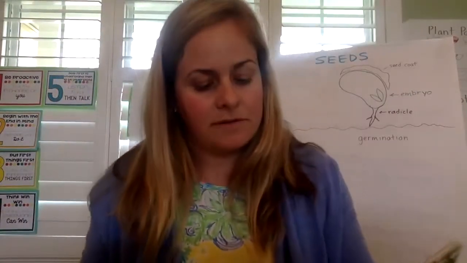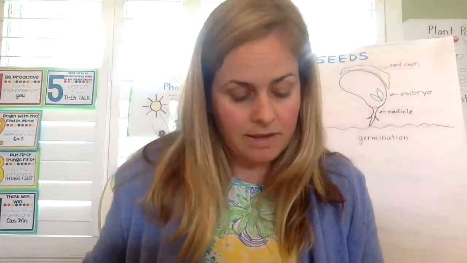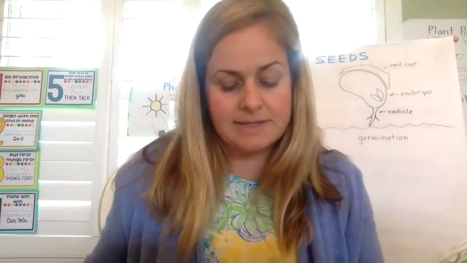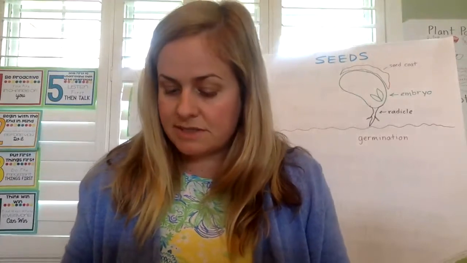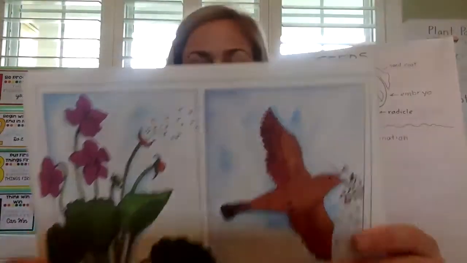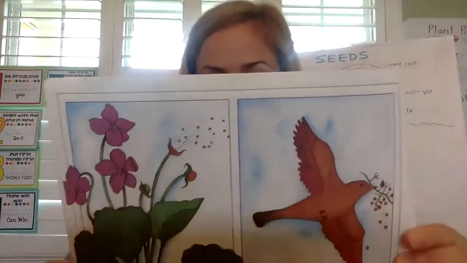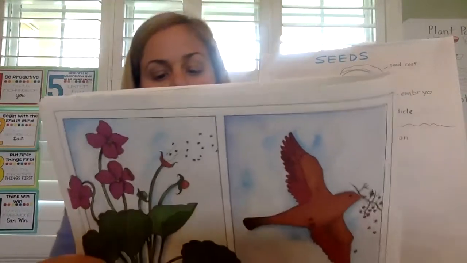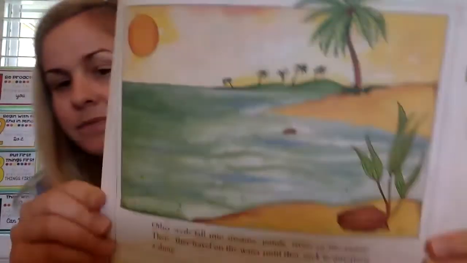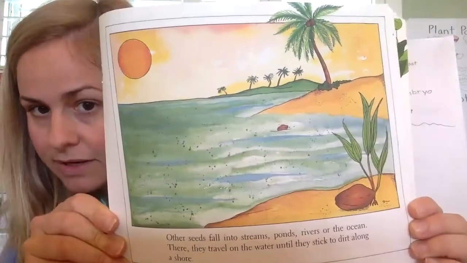Some pods or fruits open and the seed pops out. Sometimes when birds eat berries, they drop the seeds. Other seeds fall into streams, ponds, rivers, or the ocean. There they travel on the water until they stick to dirt along the shore. That's an example of, like, a coconut.